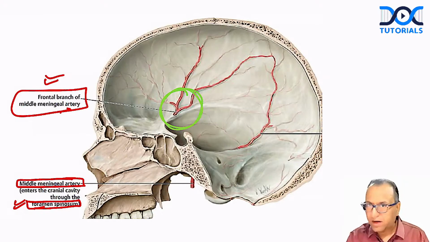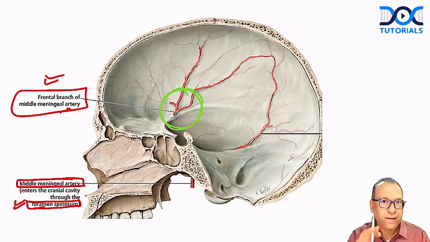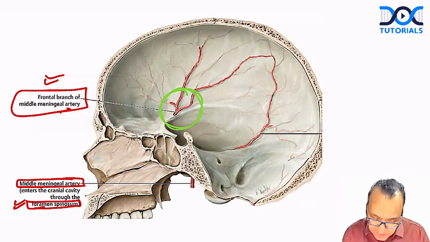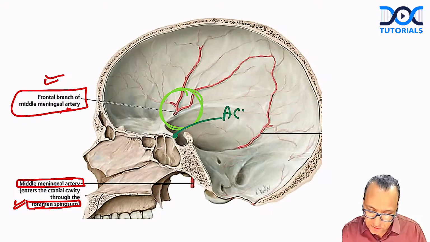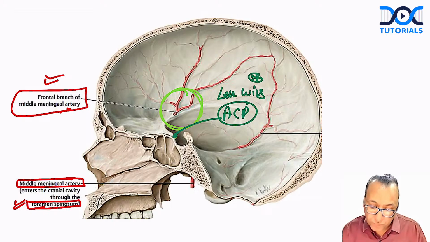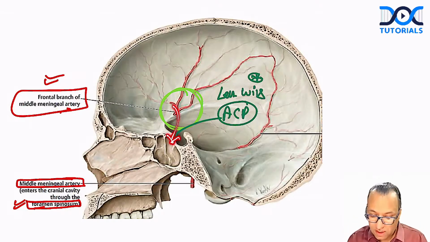Another question has already come. If you have gone through previous questions, you will know. This is the anterior clinoid process. Let me mark it here. This is the anterior clinoid process, in the lesser wing of sphenoid. And that question has already come: what is deep to pterion? What is deep to pterion is the anterior clinoid process or lesser wing of sphenoid.